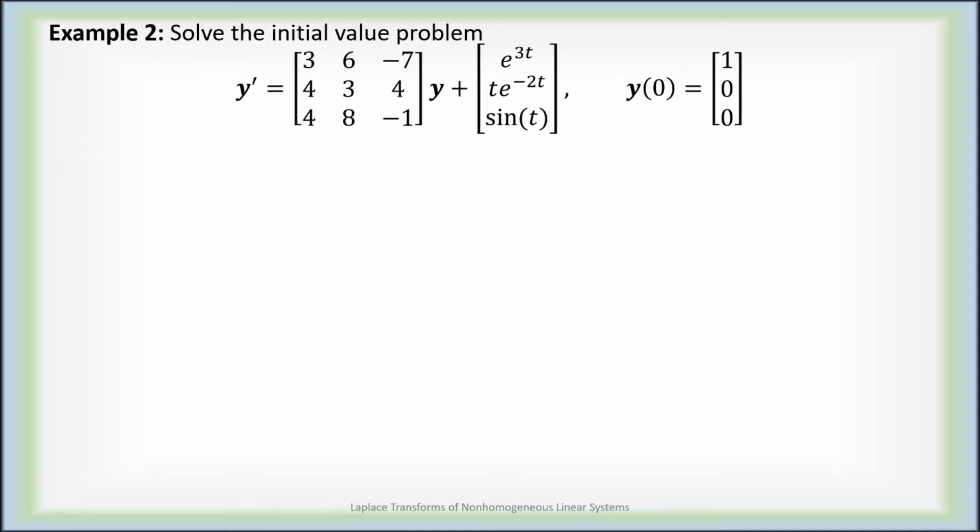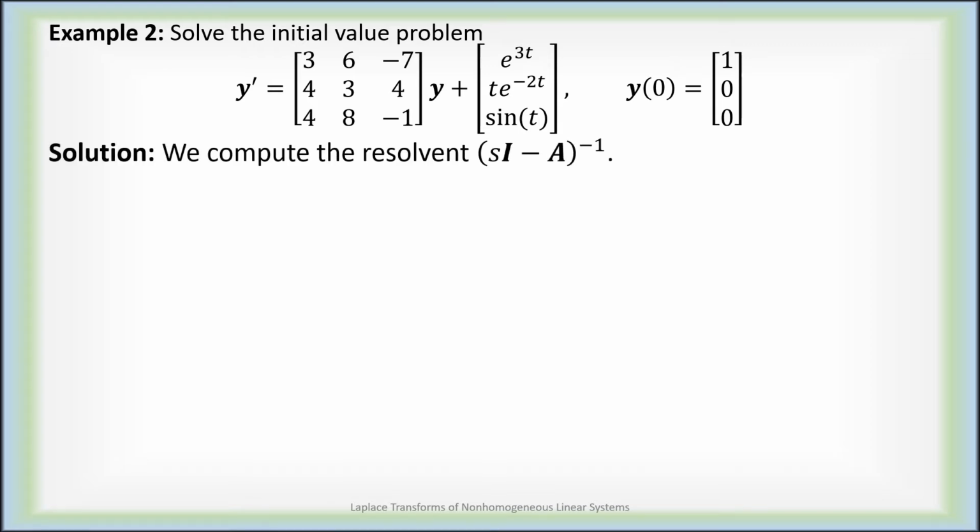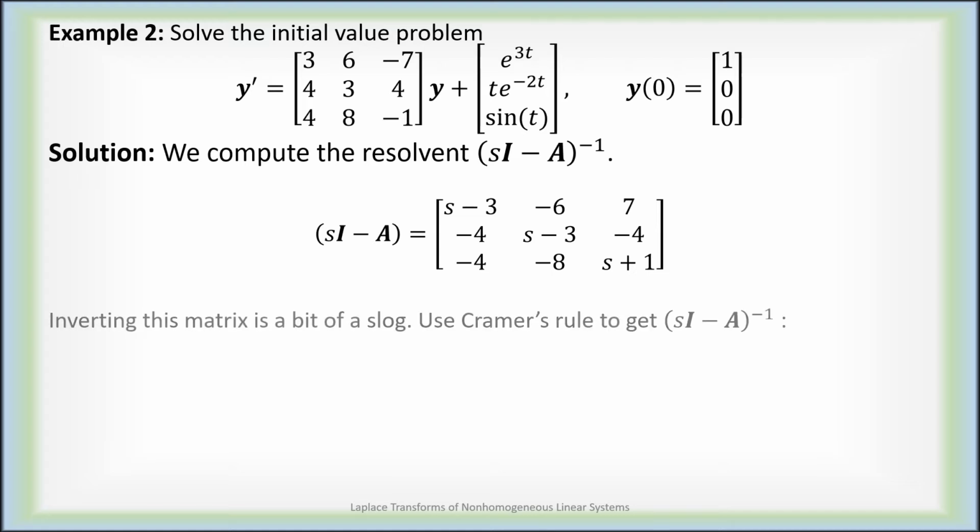For our second example, solve the following initial value problem where we have a lot of ugly things going on. We've got a 3 by 3 matrix, which means that computing the resolvent is going to need Cramer's rule. Also, we have forcing functions of a bunch of different types. So we do need to compute that resolvent, sI minus A inverse. Now here's sI minus A.